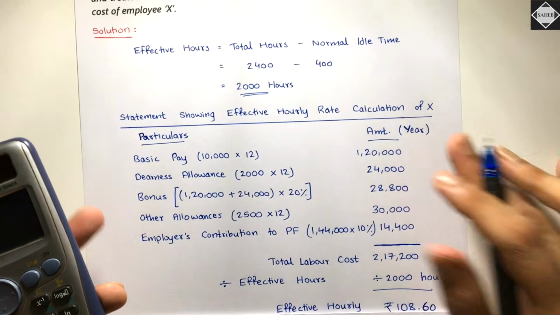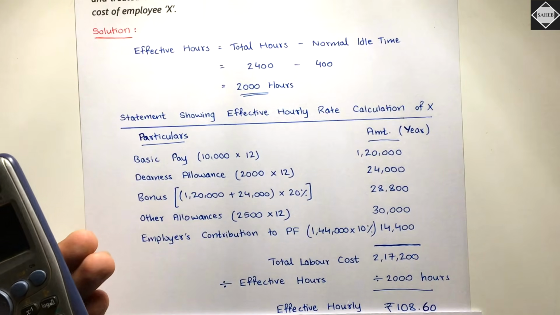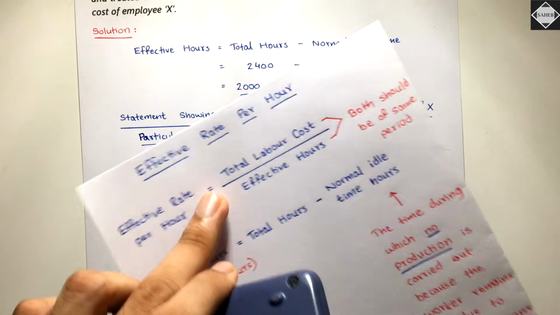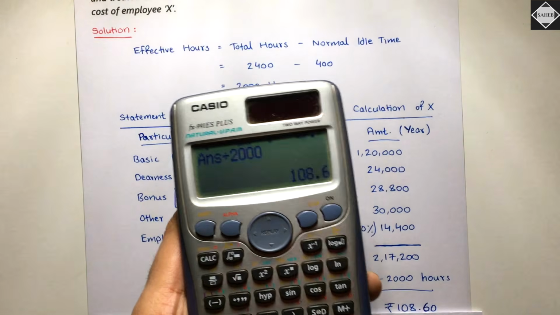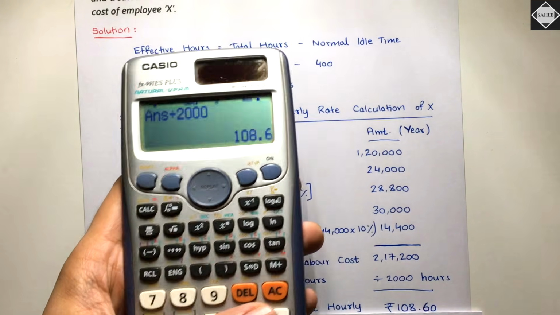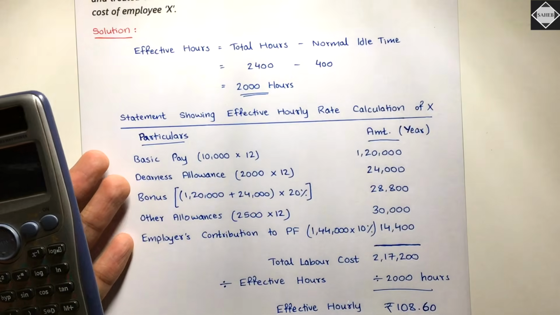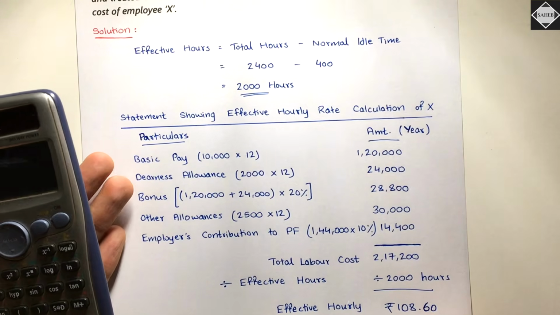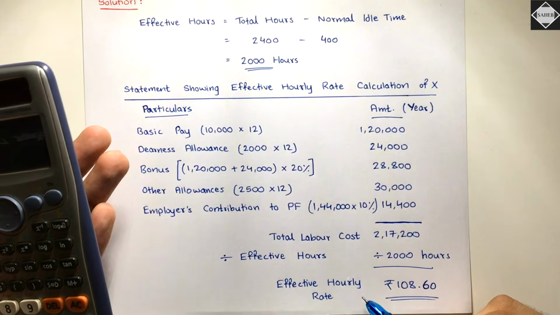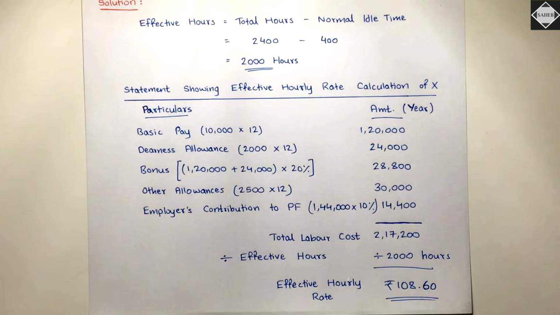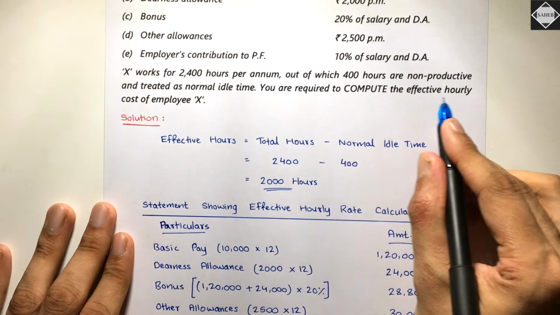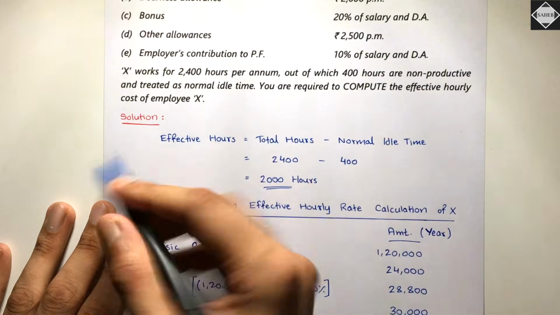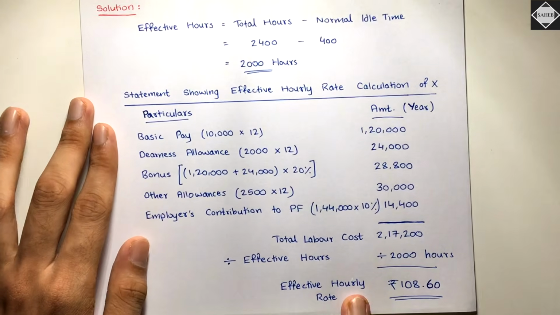Now we have to divide it by effective hours. Total labor cost divided by 2,000 is equal to 108.6. 108.6 is our effective hourly rate. This is the rate we'll be using for costing purposes while doing the allocation of wages and everything. That was the requirement of this question: compute the effective hourly cost rate of employee X, and we have done that.